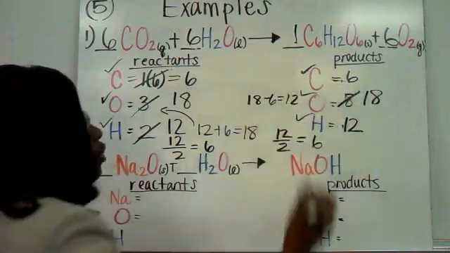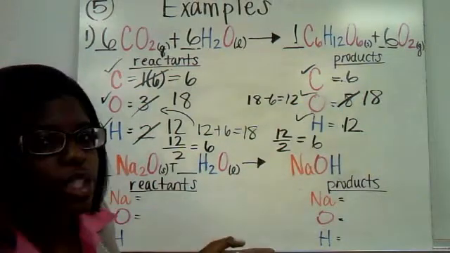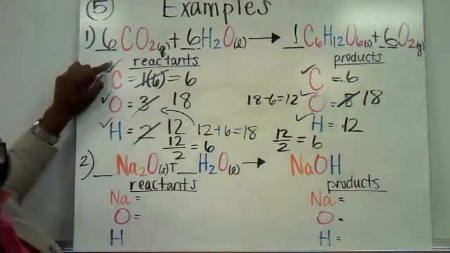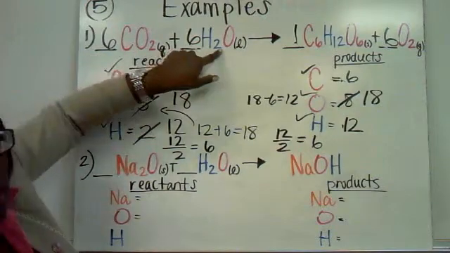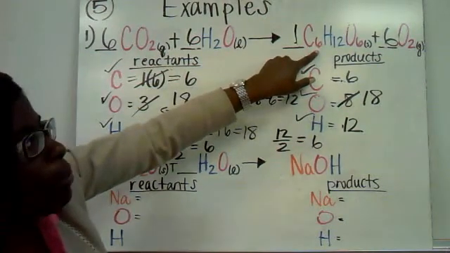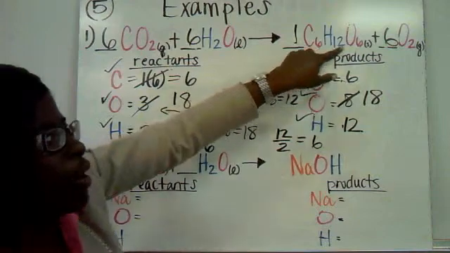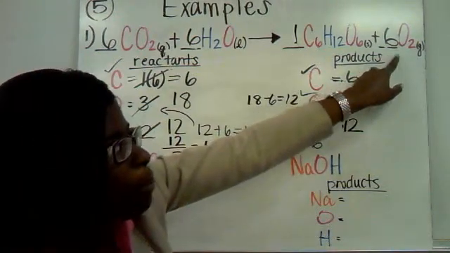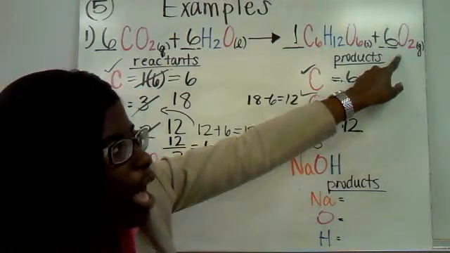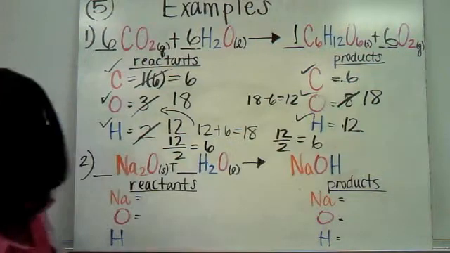Oxygen is balanced. So when you read this balanced chemical equation, you're going to have 6 molecules of carbon dioxide, 6 molecules of water, that's going to produce 1 molecule of glucose, which is C6H12O6, and 6 molecules of oxygen gas. So if you don't remember from biology, that is your photosynthesis equation.